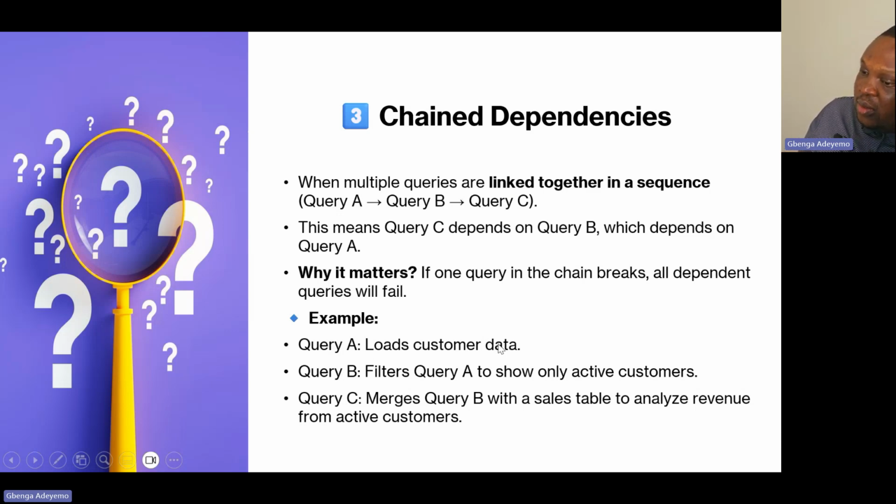Example: query A loads customer data, that's the source. Query B filters query A to show only active customers. It means that you filter your table to only show active customers. And query C matches with the sales table to analyze revenue from active customers. So revenue comes from another table joined to that particular query. Now if something happens to query A, query C is nothing. Query C is going to just show an error. So query C depends on query B, which depends on query A.